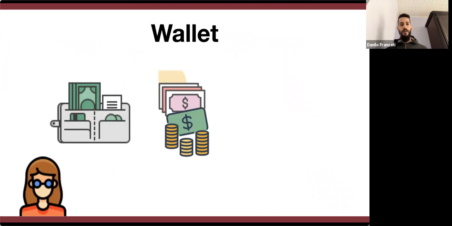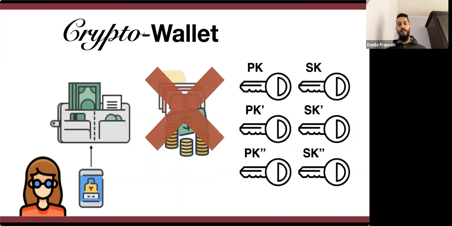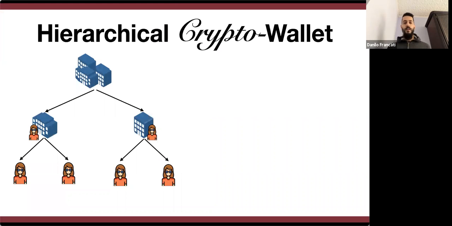So in this talk, we're going to talk about wallets. Usually wallets contain our money, but in the cryptographic world, a crypto wallet is a piece of software that, instead of containing the money, contains the public keys and the secret keys that we need in order to spend our cryptocurrencies. Specifically, we're going to talk about a specific class called hierarchical deterministic wallets.